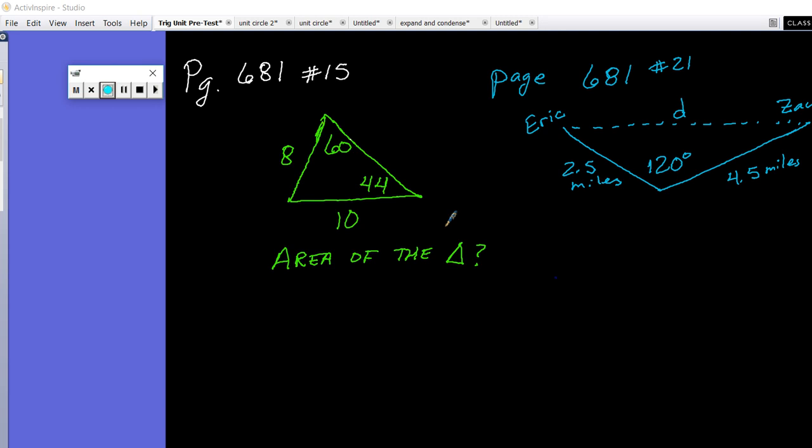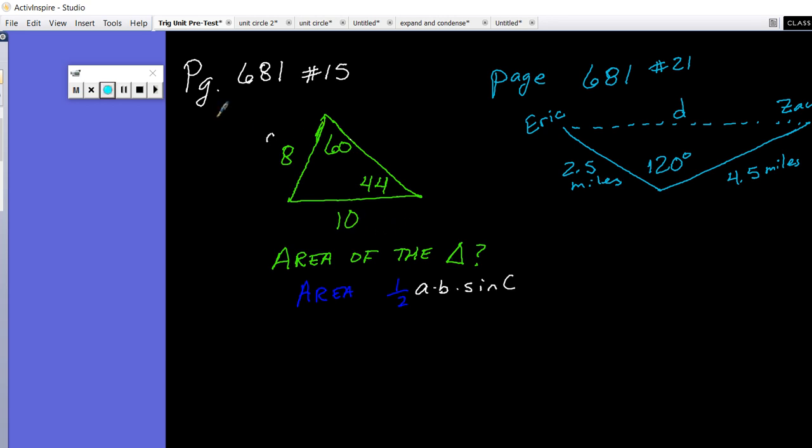Lana has a garden in the shape of a triangle as pictured below. She wants to fill the garden with topsoil. What is the area of the triangle? So you're asked to figure out the area of this triangle. I gave you the area of a triangle that's not a right triangle: area equals 1/2 A times B times the sine of C.